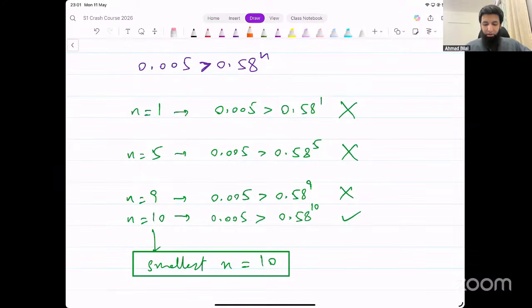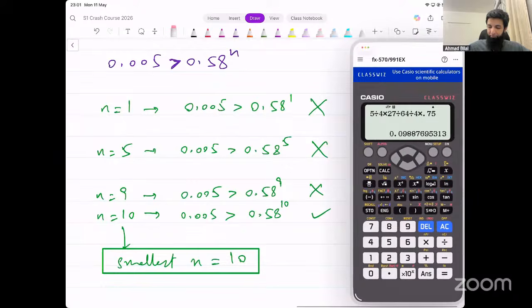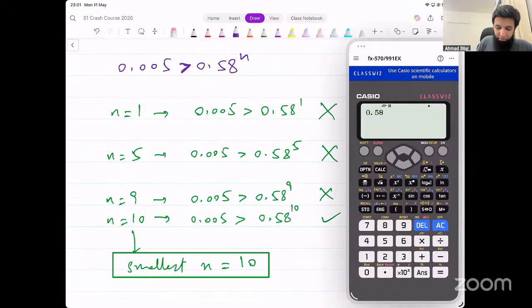Write down some values of n and what results you get from that. Write them down. That is important. So for example, in this case, if I were to write it the other way around, 0.58 raised to power n is less than 0.005. Try inputting some values of n on your calculator.